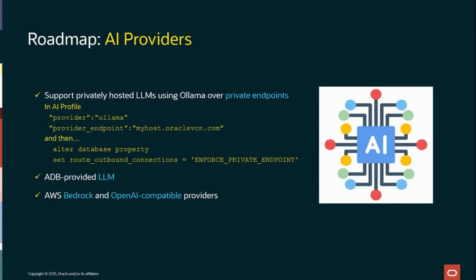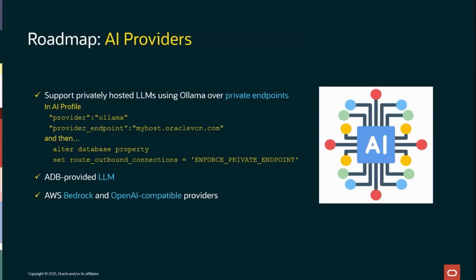Now, on Autonomous Database, this leverages OCI compute resources, or in the case of multi-cloud, you can leverage some of the other multi-cloud providers for that, like Azure NFS. With 23.7 for non-cloud database instances, you'll use a similar approach for privately hosted LLMs.